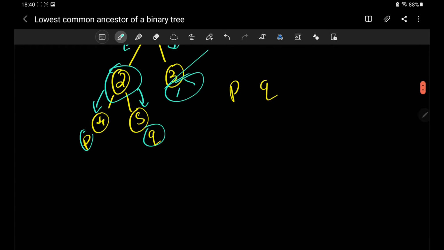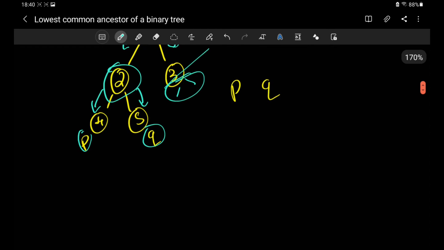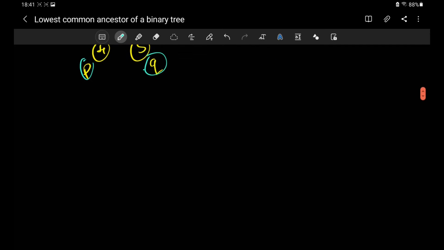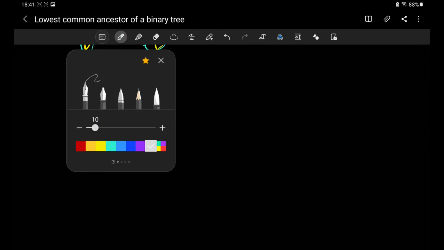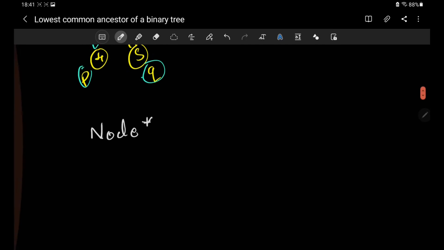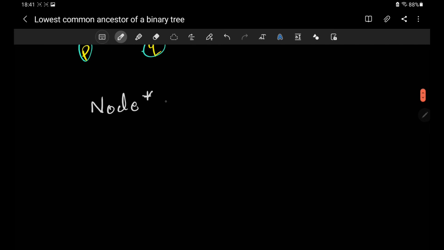So we have to find that only unique node which can reach both P and Q from its left and right subtrees. Let me define a simple pseudocode for this problem. I'll have a main pointer which will be the LCA. It will be initially equal to null.